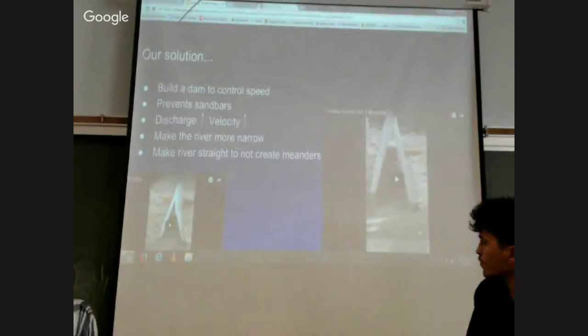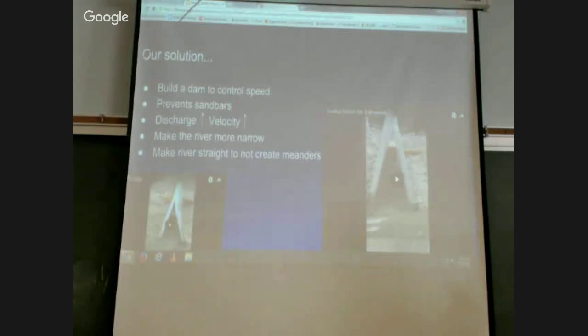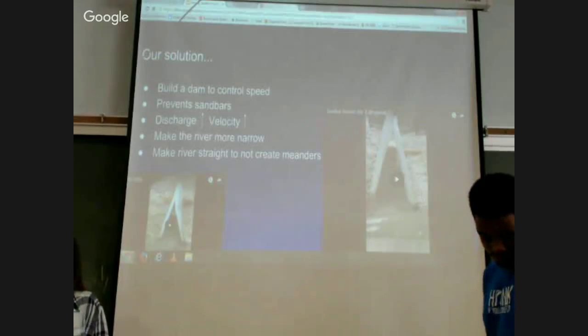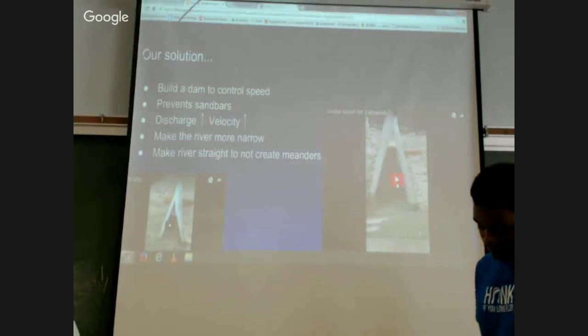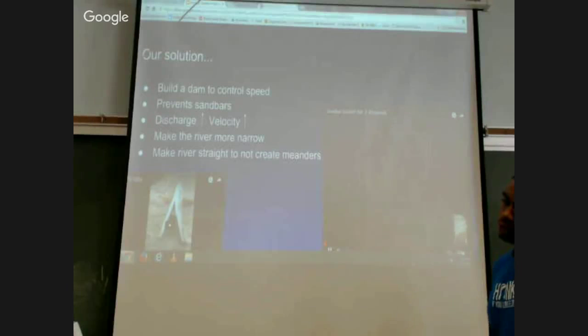So our solution was to build a dam to control speed and prevent sandbars and meanders, and to make the river more narrow. As the discharge increases, so will the velocity. And okay, here we have a video of our solution with the dams. And you'll see that it doesn't create sandbars.